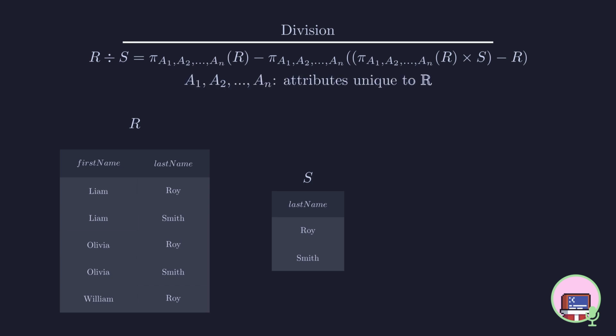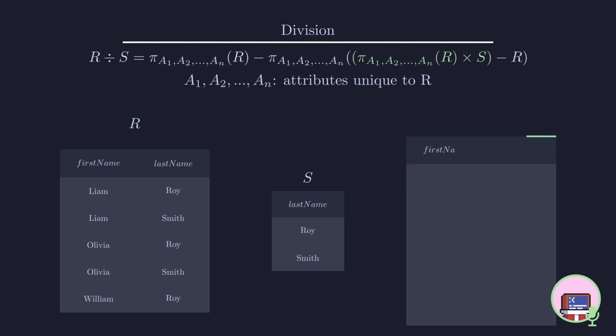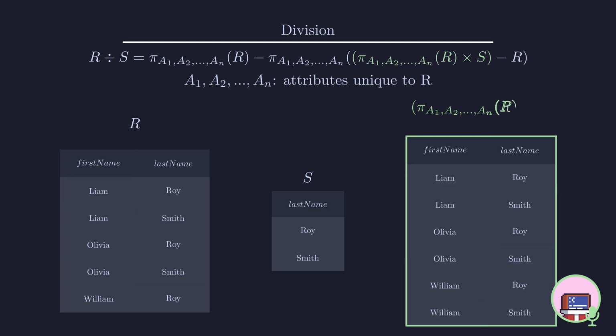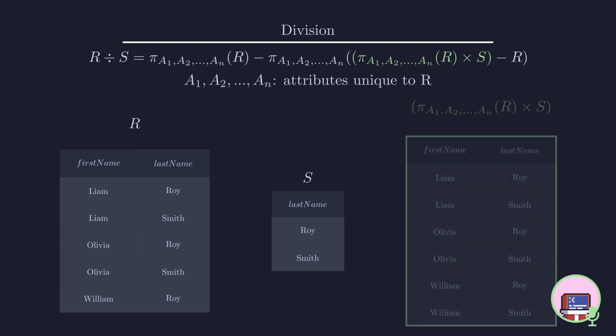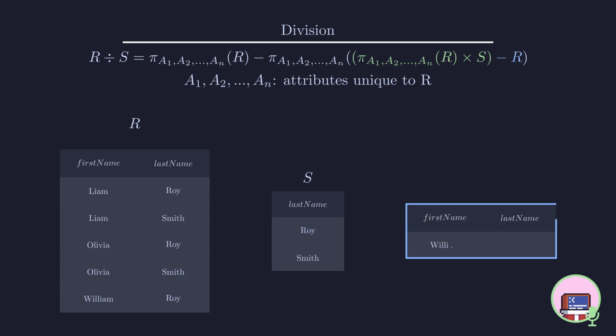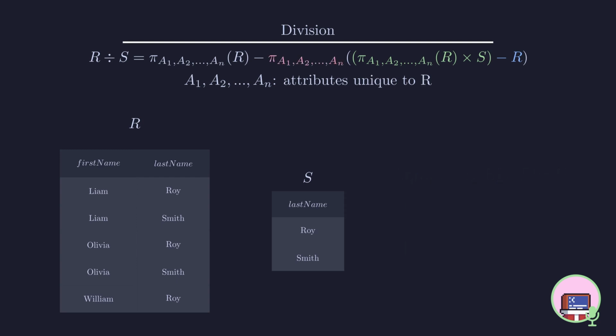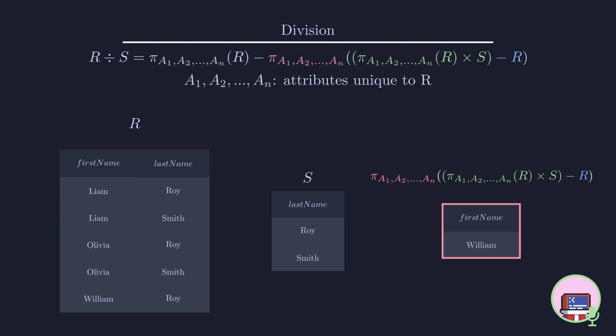Here, A1 through AN are the attributes unique to R. First, we select all the columns unique to R and take the cross product of that and S. This gives us what R could have been if it had been a full cross product. Next, we subtract R to get the rows which would have resulted from a cross product but aren't in R. We project again only the attributes unique to R, giving us, in this case, the first name which has not been associated with all last names.